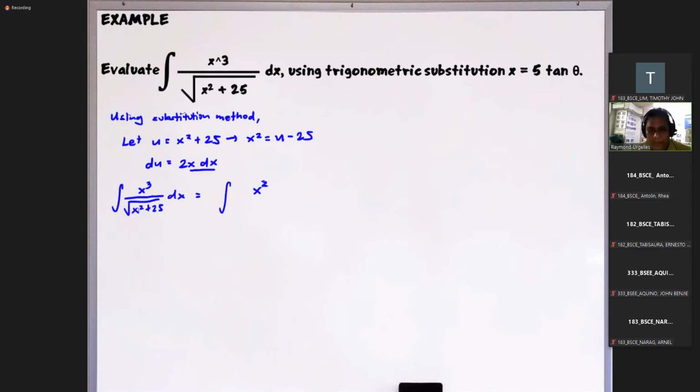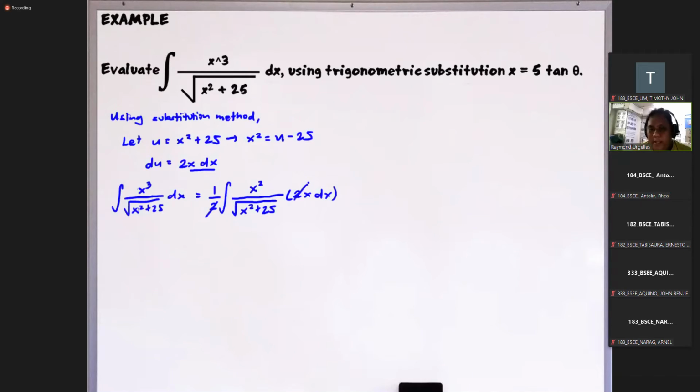So this is x squared, then this is divided by, sa denominator, ganun pa rin, square root of x squared plus 25. Ang gusto nating ma-form dito is 2x dx, para maging du. Pero since walang 2 dito, ibig sabihin kailangan natin i-counter yung 2. Since nag-multiply ka ng 2 dyan, kailangan natin mag-divide ng 2. Therefore, I will multiply 1/2 here para pwede nating i-cancel ito.